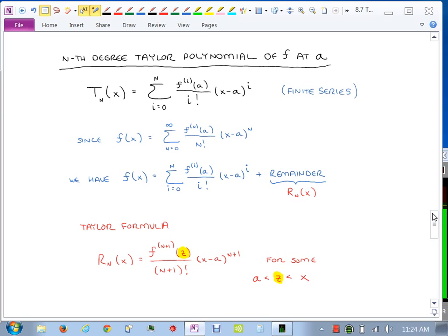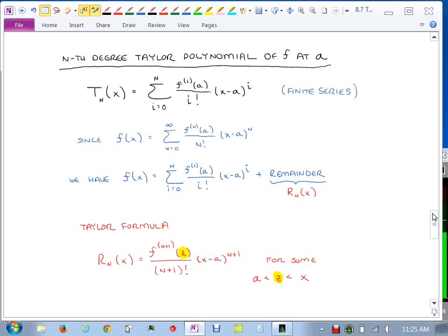Since the original function is the infinite series, and I'm rewriting that going from 0 to n and stopping, that means that I must have some remainder, right? In other words, the true function has more terms past where I stop, so there's an infinite more that keep going. That infinite number of terms at the end is called the remainder of the nth degree Taylor polynomial.